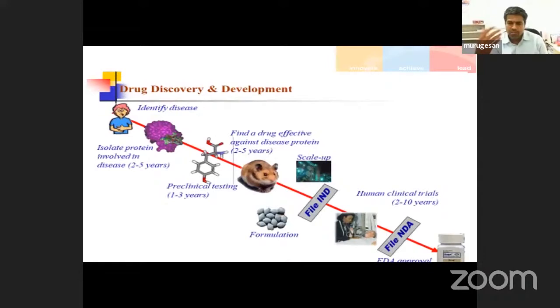All of us might know it starts from the identification of disease, based upon the requirement or the demand. Then once a disease has been identified, the second immediate process is to isolate the protein involved in the disease, which is nothing but target isolation, separation, purification, as well as target identification.